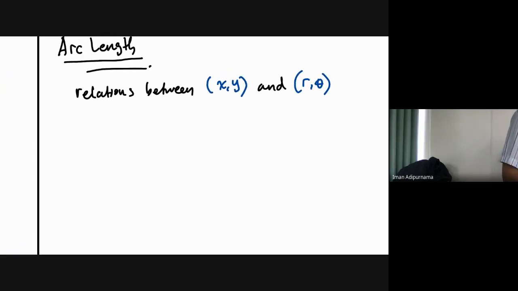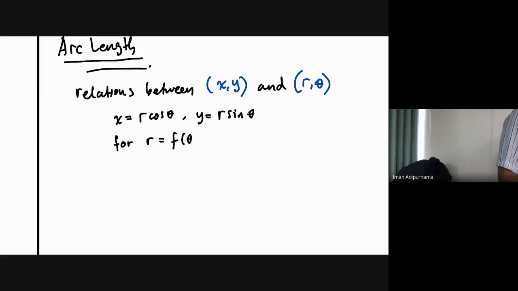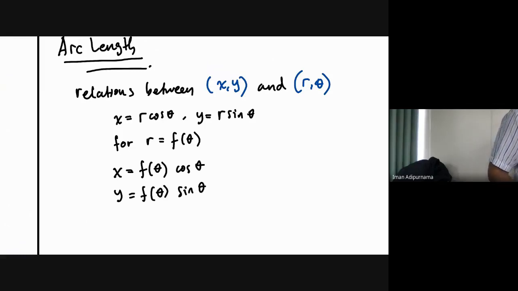So the next section is arc length in polar. Remember that from the relations between the xy and the polar, we have x equals r cos theta, y is r sine theta, and for r as a function of theta, we can write x as a function of theta times cosine theta, and y as a function of theta times sine theta.